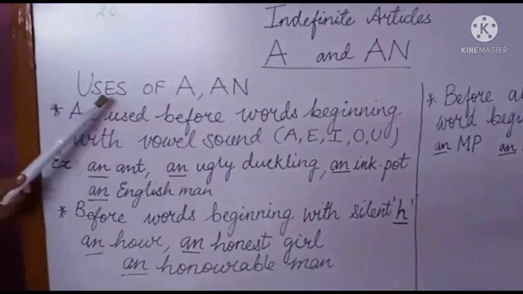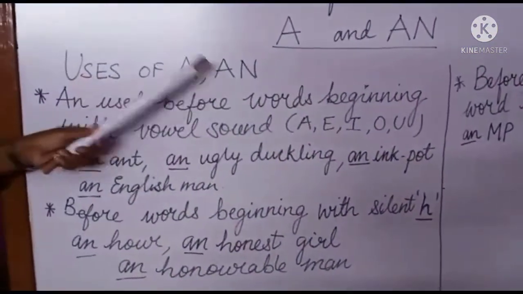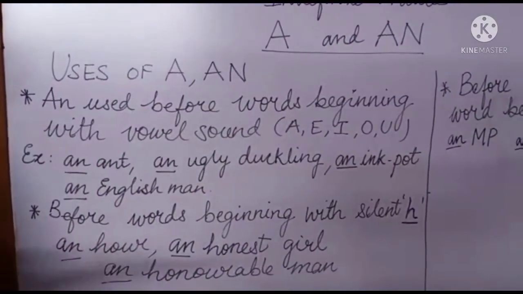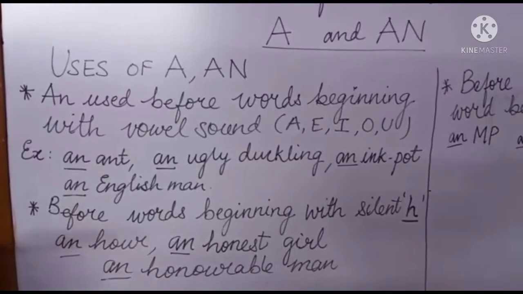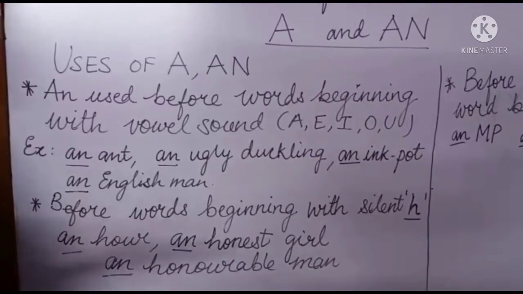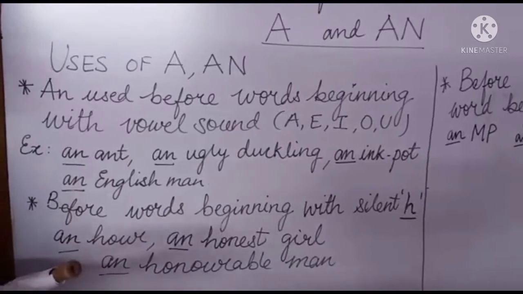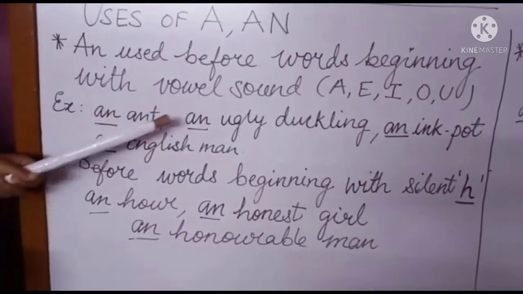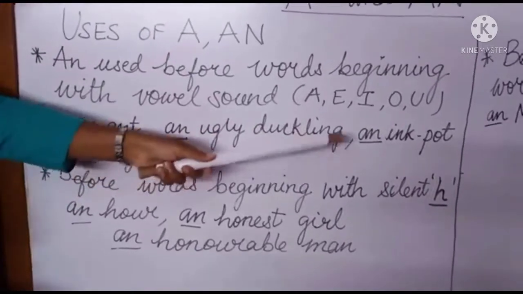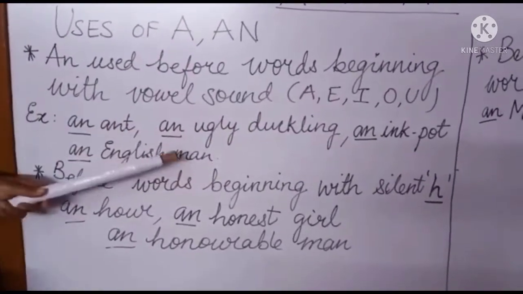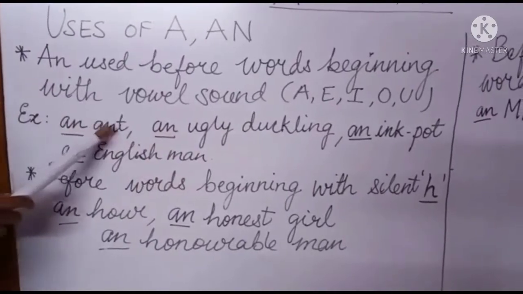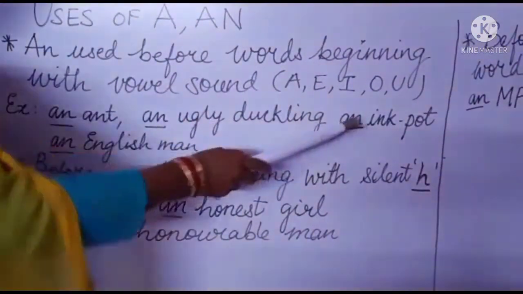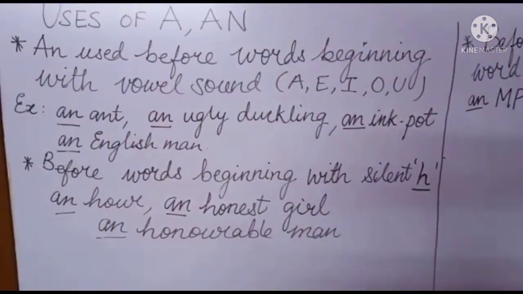Let us take the uses of an first. Let us consider the use of an. Now, an is used before words beginning with a vowel sound: a, e, i, o, u. For example, an ant, an ugly duckling, an inkpot, an Englishman. See, did you check? They are having the vowel sounds a, u, i, e. Yes, all these are having vowel sounds.